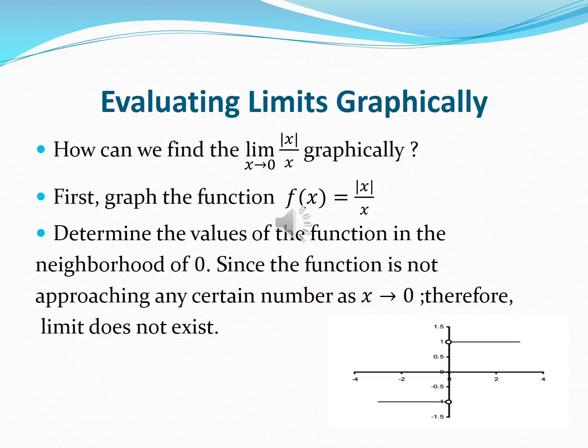Evaluating limits graphically. We can also graph the function absolute value of x over x. When we graph it, we find the graph below, which suggests that the right hand limit is equal to 1 and the left hand limit is equal to -1. So the right hand limit does not equal the left hand limit. That means the limit does not exist.